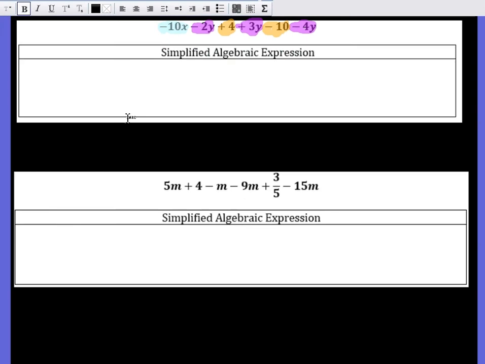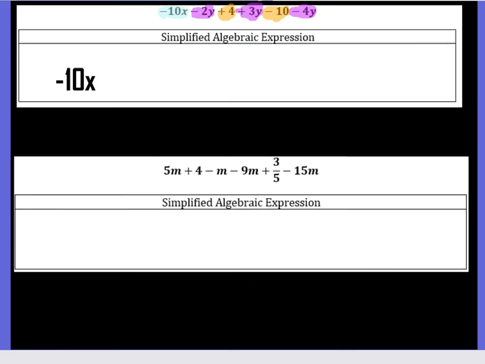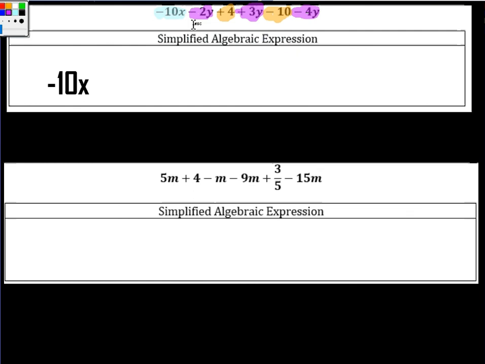I'm going to say, all right, well, I have negative 10x. That's all by itself because there's nothing else to go with it. Now, let's see if we can draw this out. I have a negative 2, so maybe on the side here I can write -2, and I have a +3, and I have a -4. So what is that going to be in total? Well, I know that -2 plus 3 is a +1, and then 1 minus 4 is a -3.